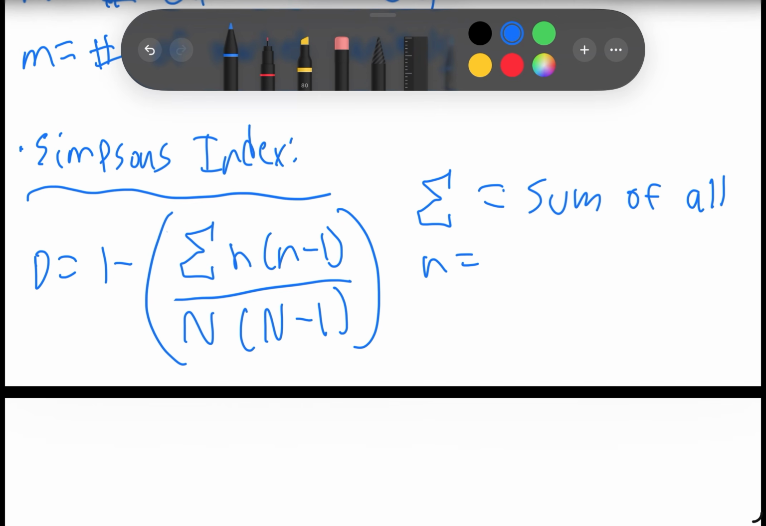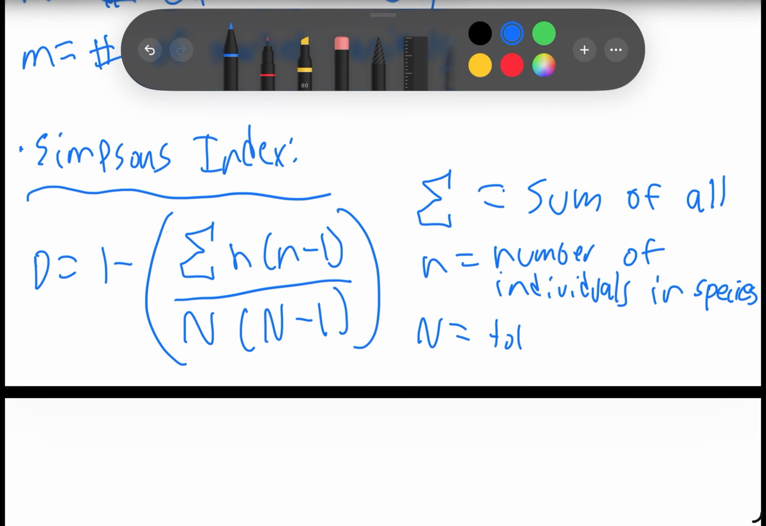Little n equals number of individuals in each species, and capital N is total of each species.